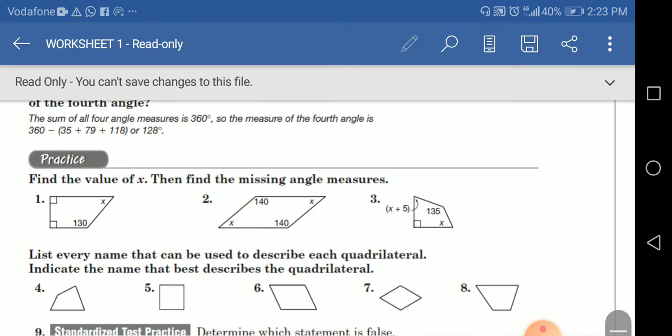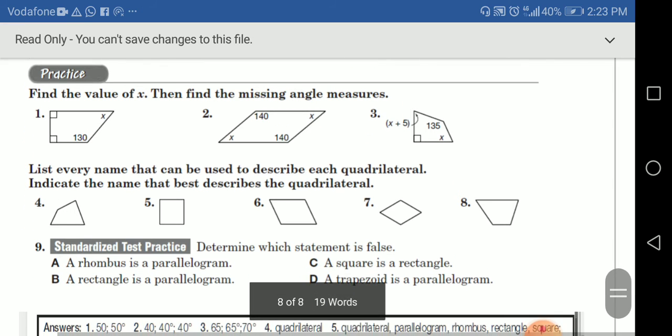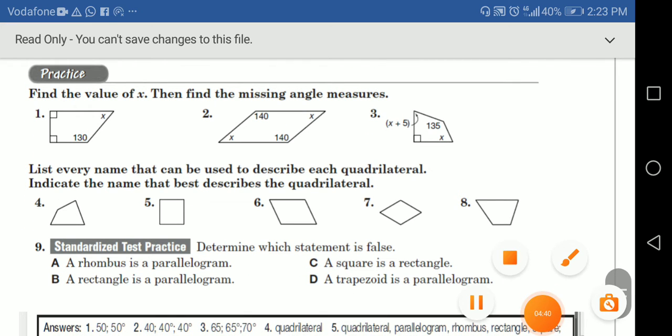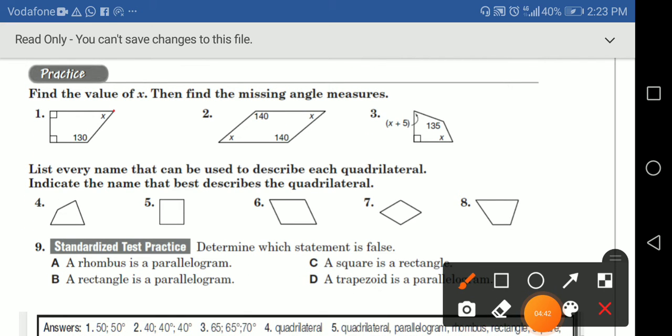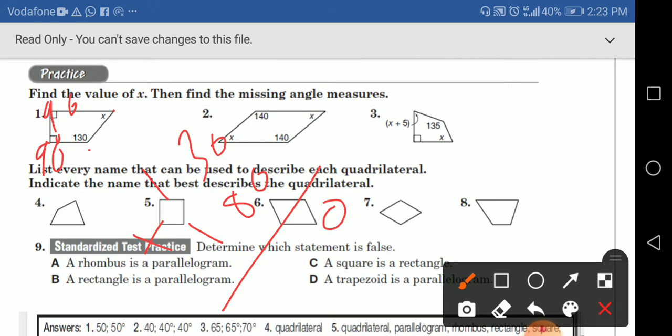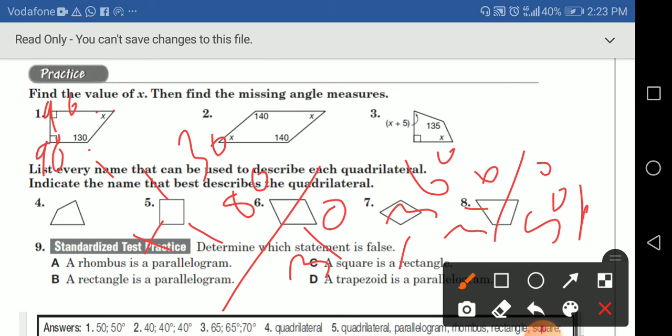Here I have some practice. Find the value of x. Okay guys, find the value of x here. You got 90 degrees. This sign is 90 degrees. 90 and 90 is 180, plus 130 is 310. So 360 minus 310, you got 50. So x will be 50.